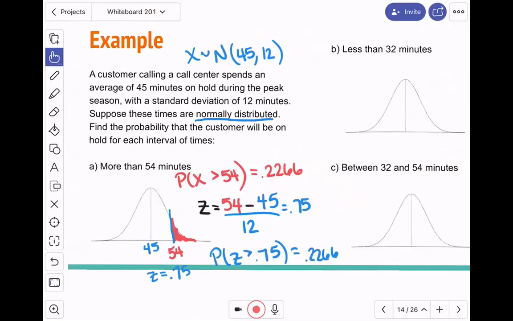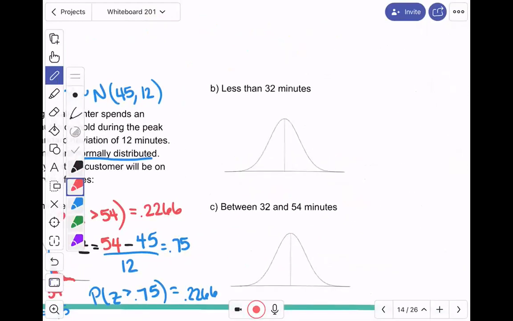Let's find the probability that X is less than 32 minutes. Again, I mark my mean at 45. This value, 32, falls on what side of 45? The left. The 32 is on this side. Which way do I shade, left or right? The left, less than, left, like this.